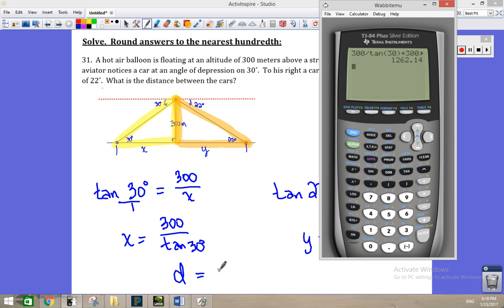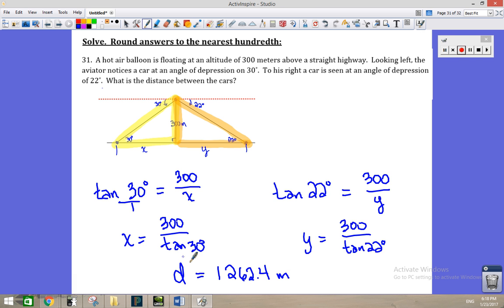So I say that the cars are 1,262.4 meters apart from each other, because the units were meters. So that's my final answer.